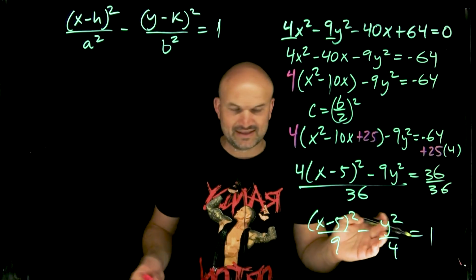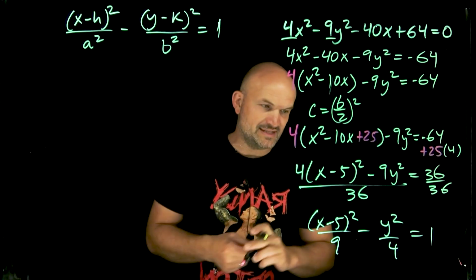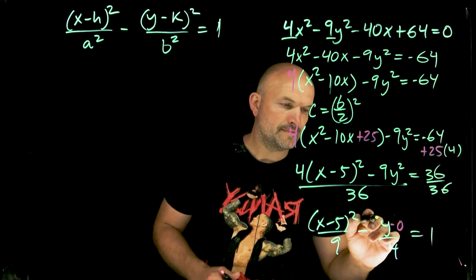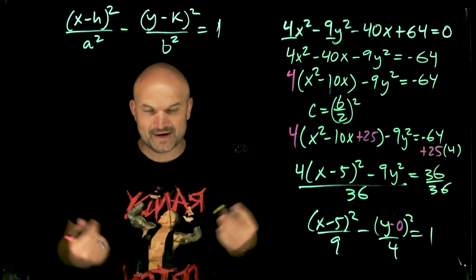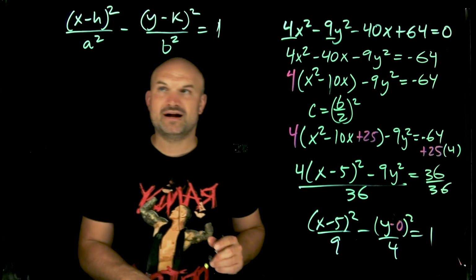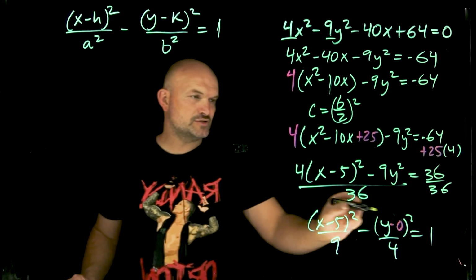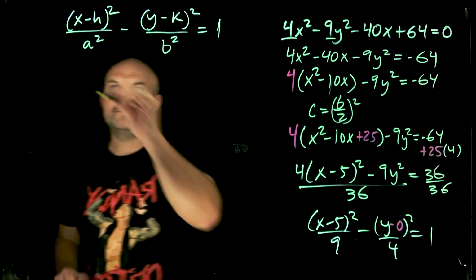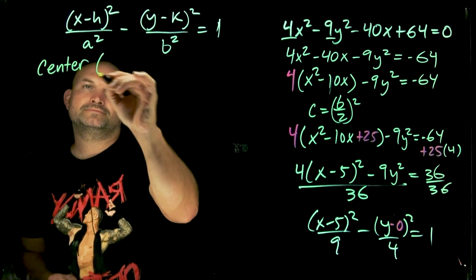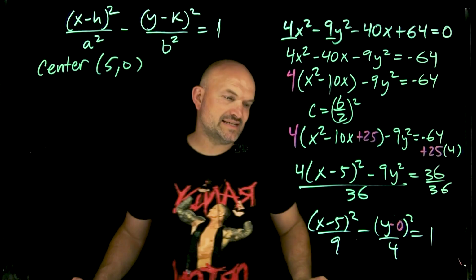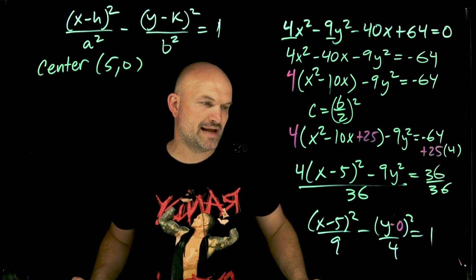Now, technically, I could write this y squared as y minus 0 squared, right? So therefore, let's figure out what the center is going to be. The center is going to be 5, 0. Okay, the next thing is let's identify my a squared and my b squared.